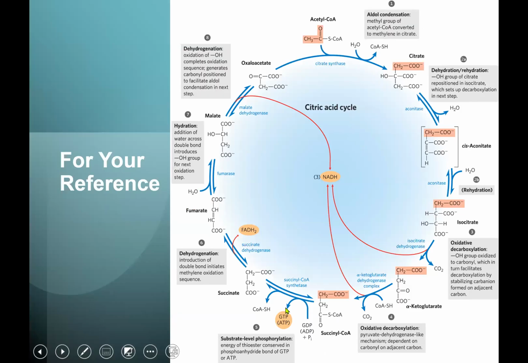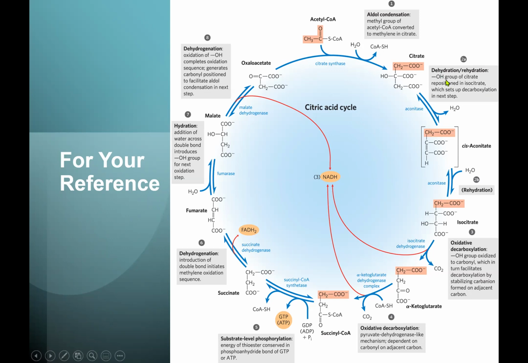Okay, this is actually a second look at all this. It's primarily for your reference, but it might be worth looking at these one by one real quick before we address them. We have a condensation reaction in reaction 1, an aldol condensation, right? So we're forming carbon-carbon bonds. We're joining acetyl CoA to oxaloacetate to form citrate.